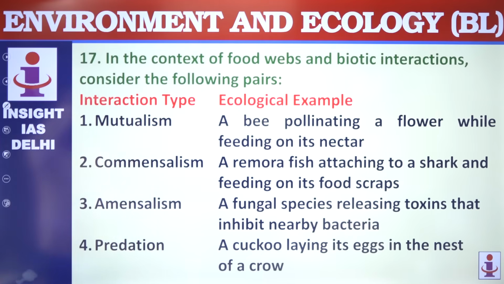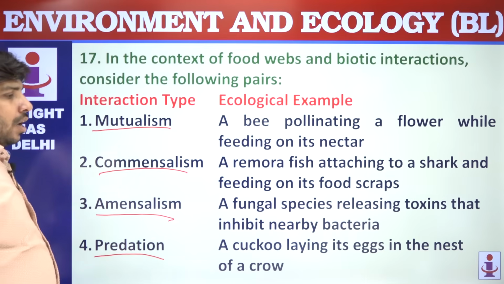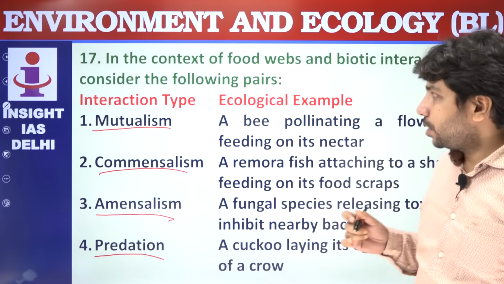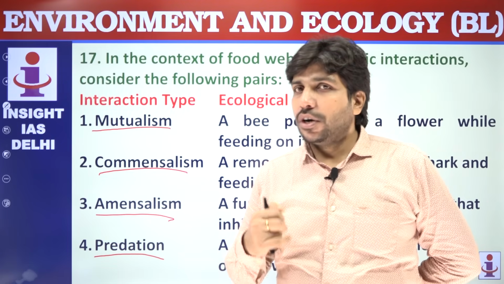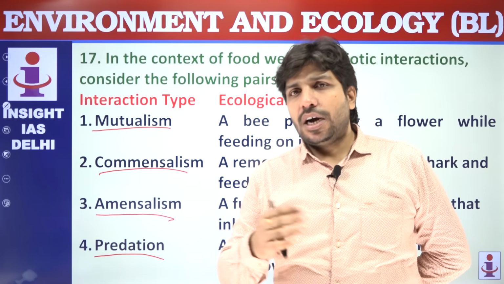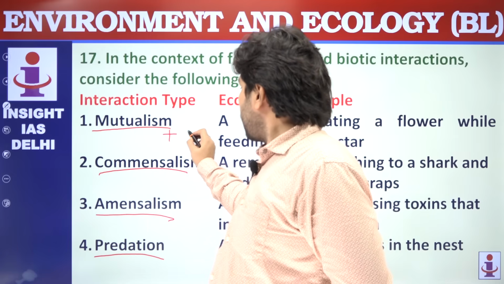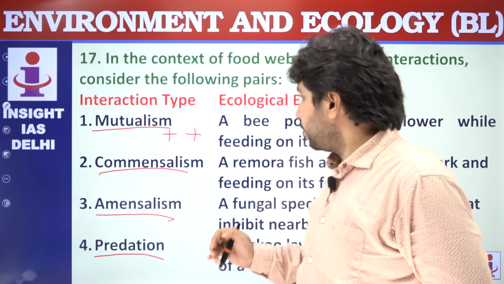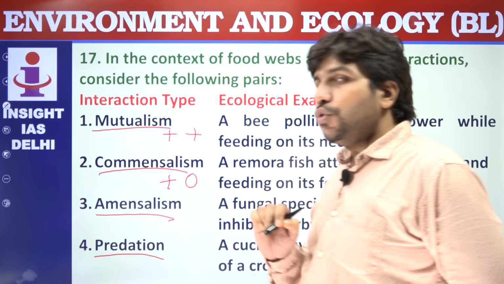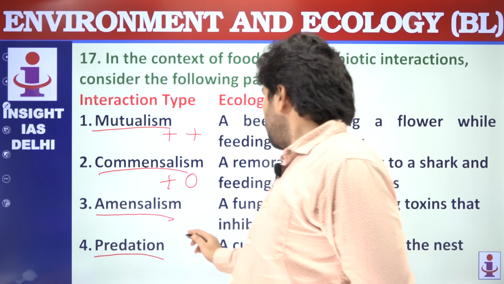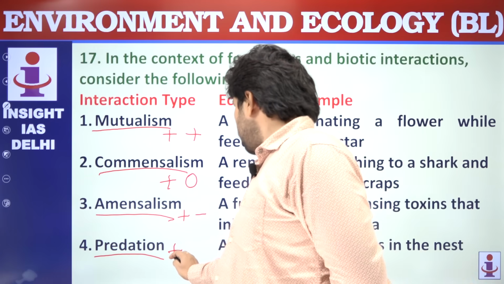This question is regarding interactions. Four biotic interactions are given: mutualism, commensalism, amensalism and predation. When two species interact with each other, either one species benefits while the other is harmed, or the first benefits while the other is neutral, neither harmed nor benefited. Mutualism is when both species benefit. Commensalism is when one species benefits and the other is neutral. Amensalism is when one species is harmed and the other is unaffected. Predation is when one benefits and the other is harmed.